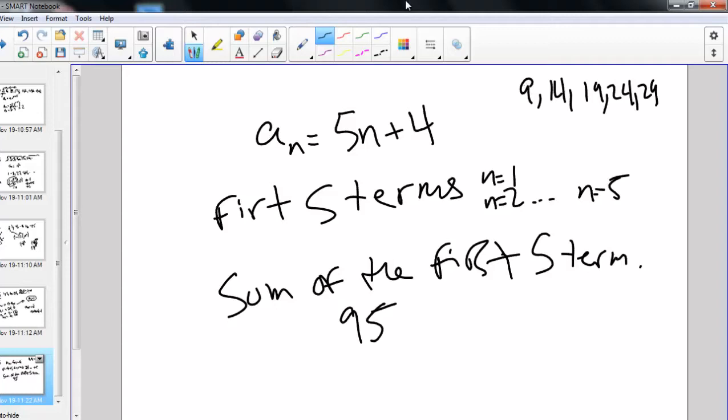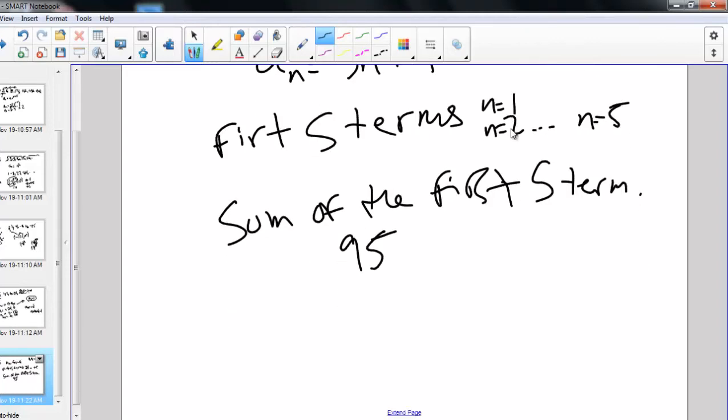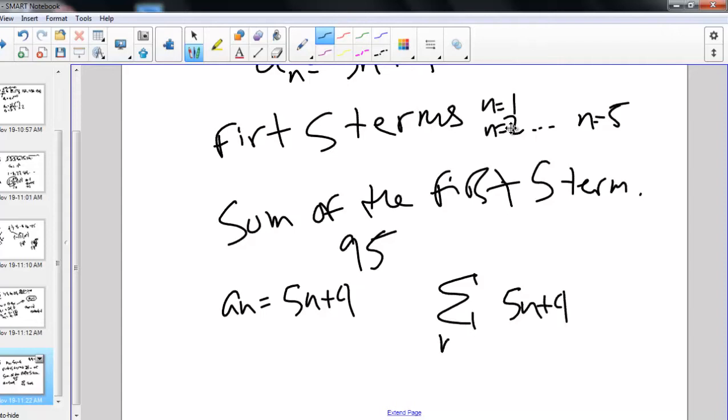I want to show you how we write the sum of the first 5 terms. If a_n is equal to, what did I say it was? 5n plus 4. The way I write the sum of the first 5 terms, it looks like this. It's this little sigma, 5n plus 4, n equals 1 to 5. That means add up the first 5 terms. Does that make sense? That means add up the first 5 terms.